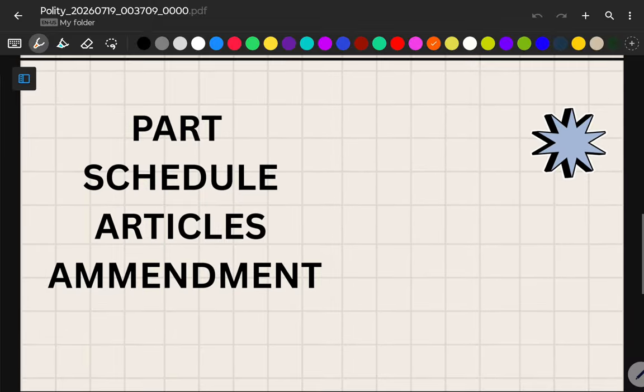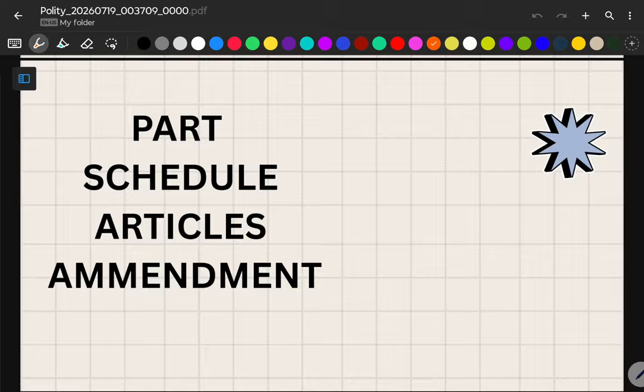Next, what is the difference between part, schedule, articles, and amendment? We need to be absolutely clear and we should know the difference between these terms. So what is a part? For example, take SSC Maths. In Maths, we have topics like percentage and ratio, and those particular chapters are called parts.